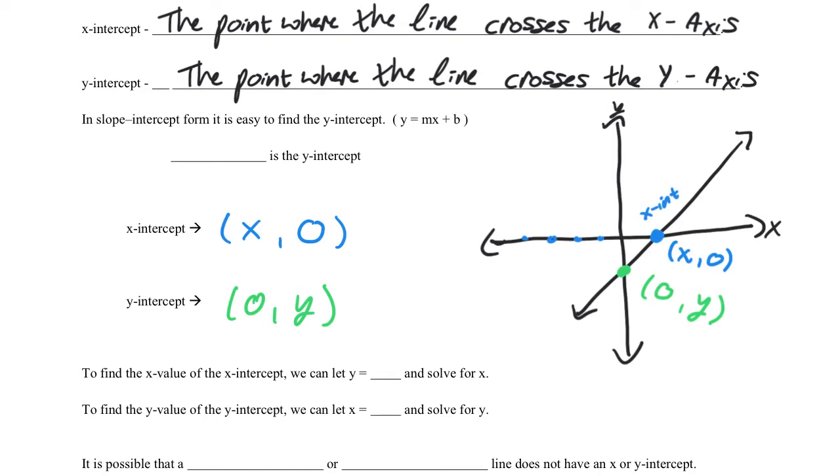Now, one thing that's nice is if we are in slope-intercept form, y equals mx plus b, we can tell the y value of our y-intercept from that b. So you can recall that the y-intercept is always (0, b) when we're in slope-intercept form, only when we're in slope-intercept form. Okay, so let's see how we can go about finding some of these intercepts, or both of these intercepts, from some equations here.